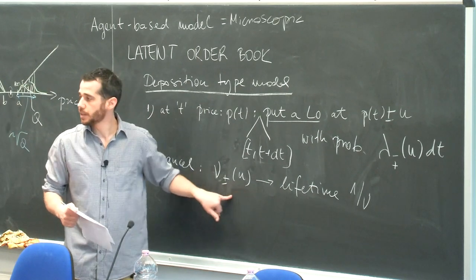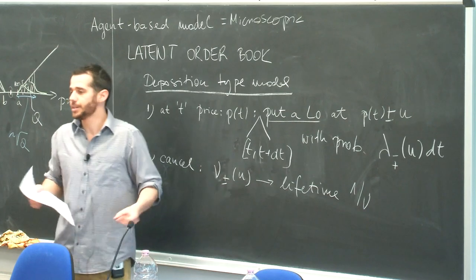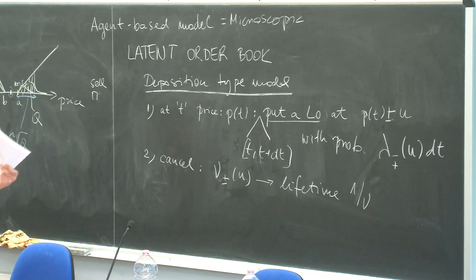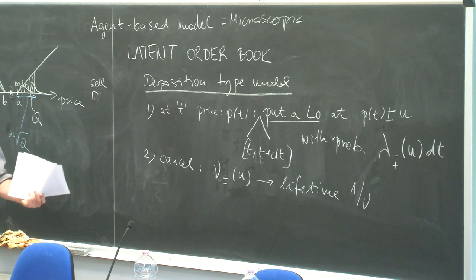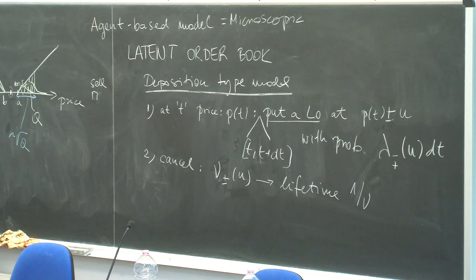Why is there a U dependence here? Of course, you would guess in a first approximation that the further you're away from the price, these rates should change, could change, in a general setting. So these are particles falling, but they don't do anything for the moment.